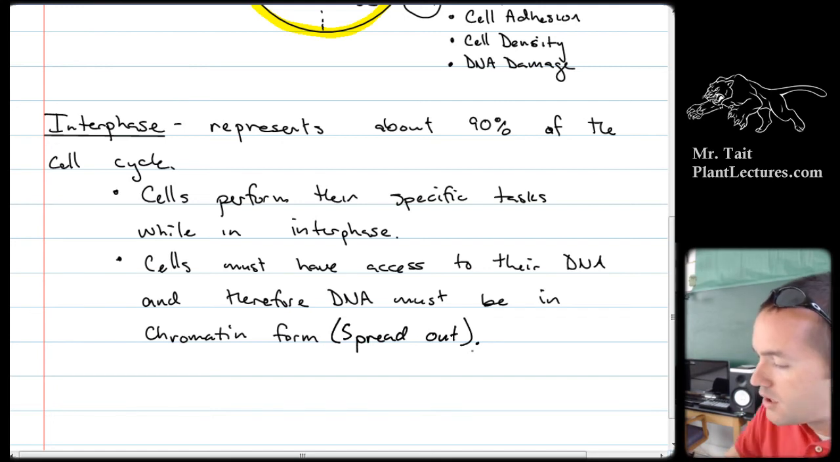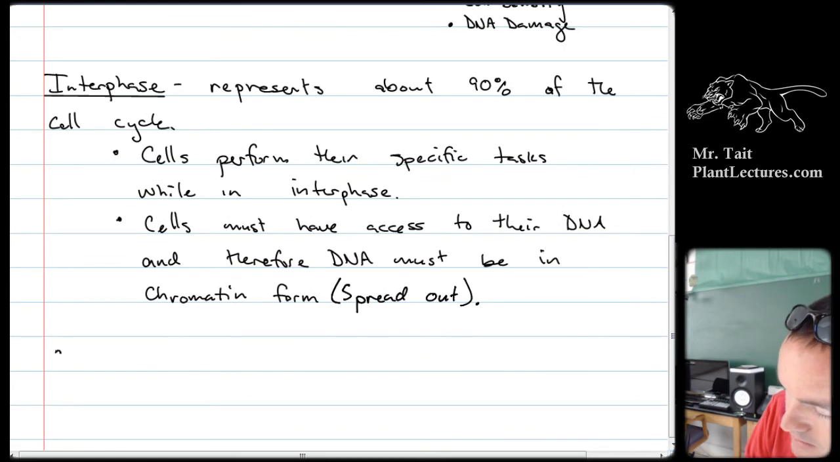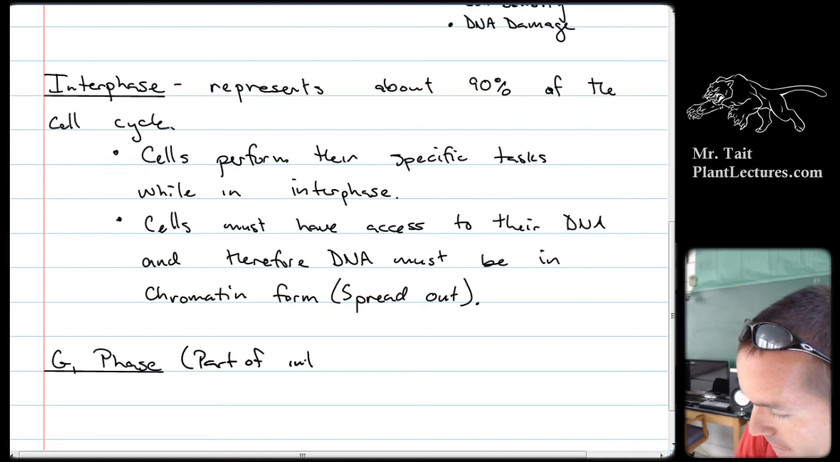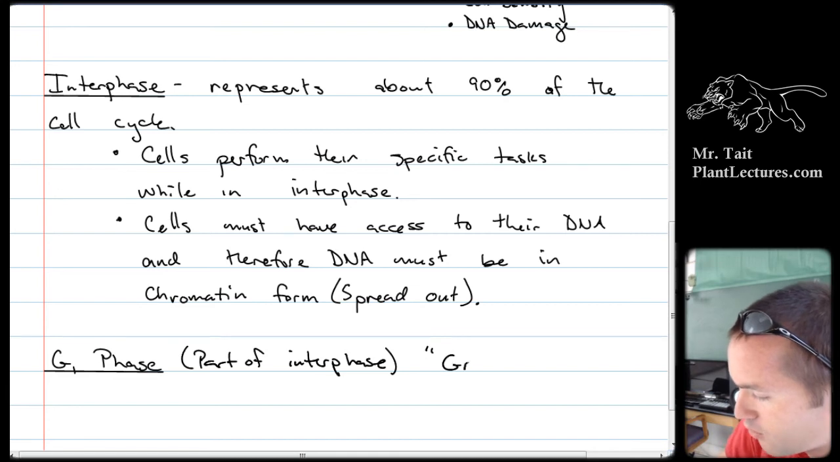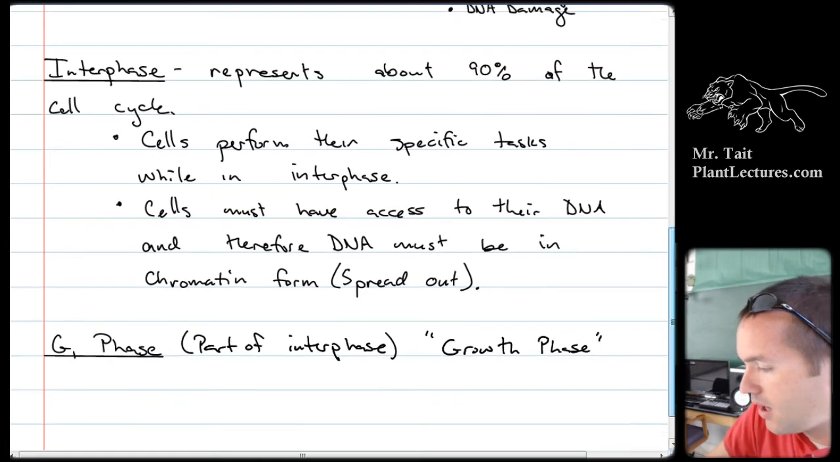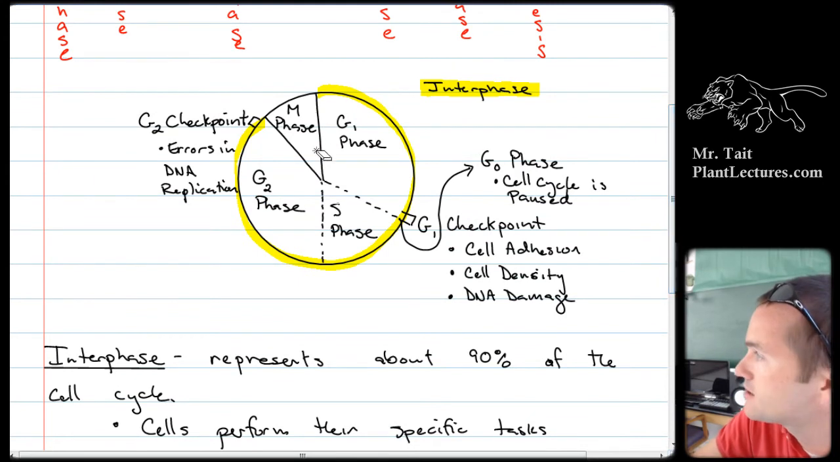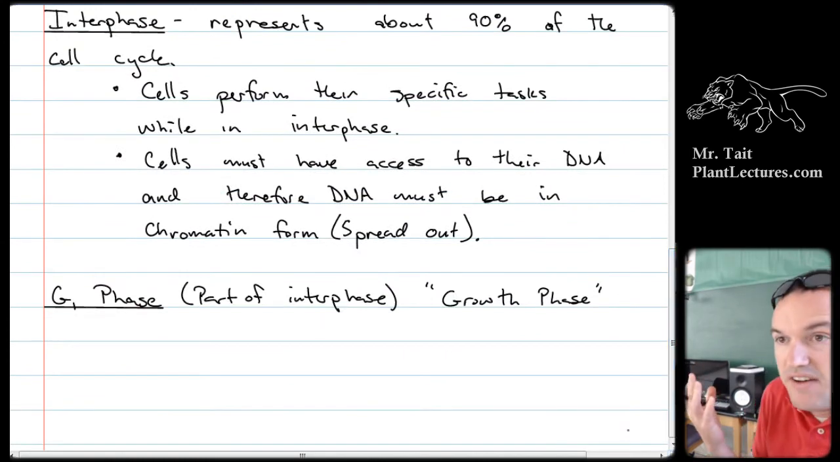Okay? So let's talk about the types of interphase, or the parts of interphase. The first part is called G1 phase. It's part of interphase. G in this case stands for growth. It's a growth phase. And if you look at our little pie chart, what's happening is you're going right from M phase, where the cell's dividing, into G1 phase, right? And so at this point, the cell has just divided, and so it's going to have to recover from the fact that it just divided.